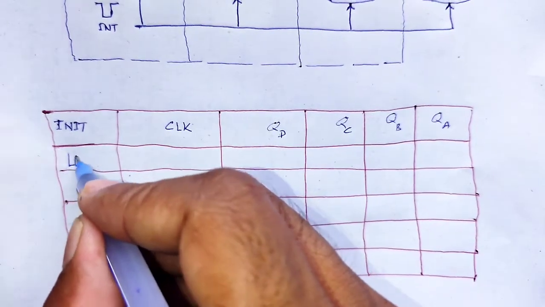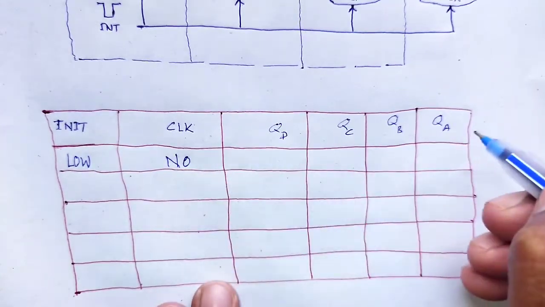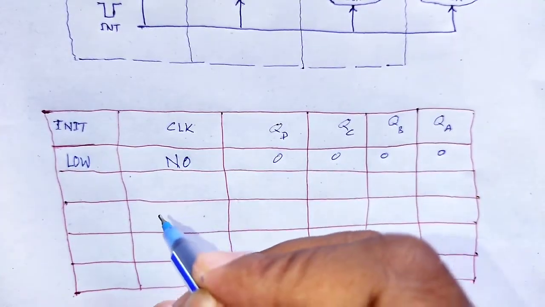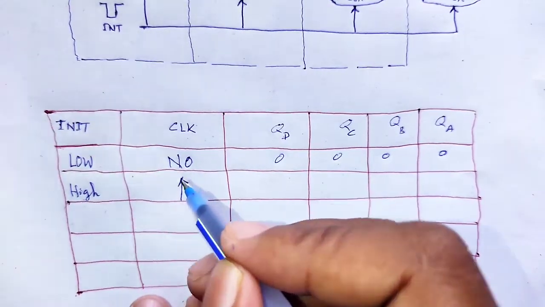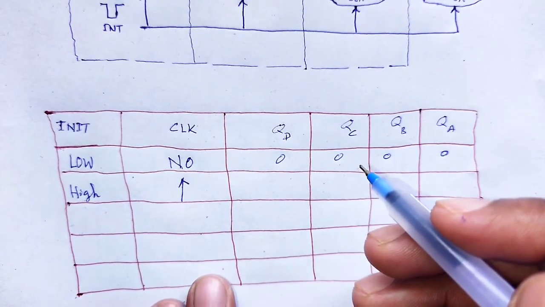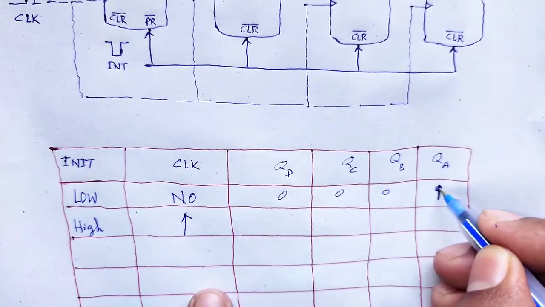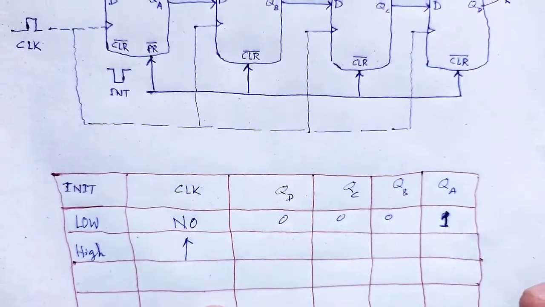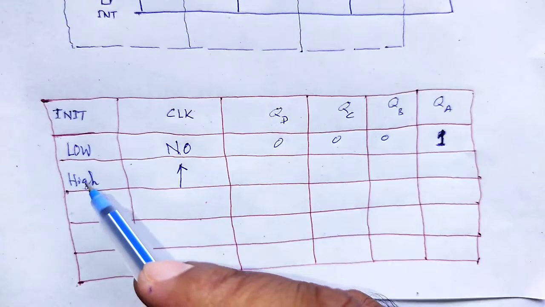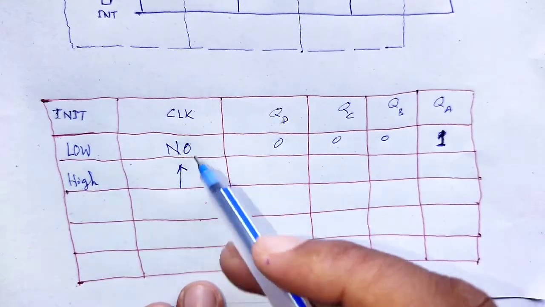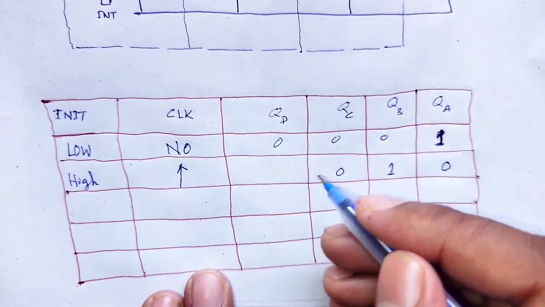When the input is low and no clock pulse is applied, all the outputs we obtain are 0. When the input is high, logic 1, and the clock pulse is applied, first, when it is low, we have the output at 1, QA as 1. Input is high and the clock pulse is applied, so we obtain 1, 0, 0.